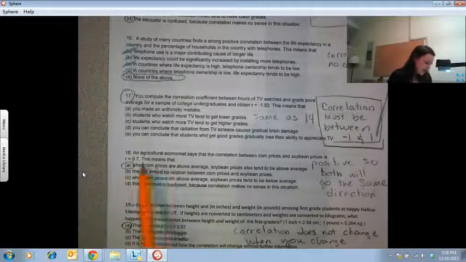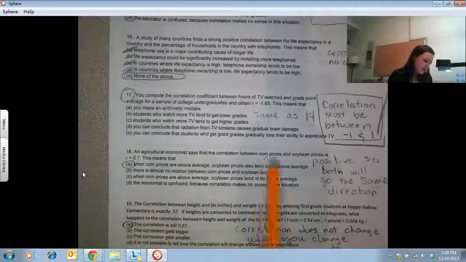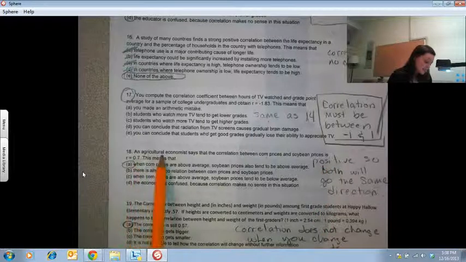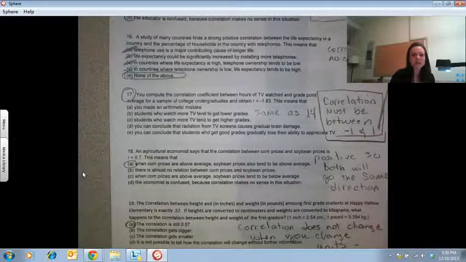An agricultural economist says that the correlation between corn prices and soybean prices is positive 0.7. This means that when corn prices are above average, soybean prices also tend to be above average. Remember, positive relationships are both going to be in the same direction, so they're both going to get lower at the same time, and they're both going to get higher at the same time.